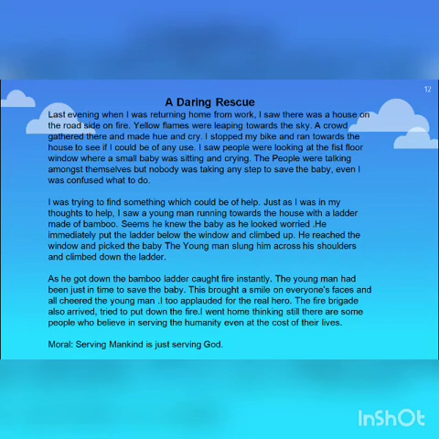This brought a smile on everyone's faces, and all cheered the young man. I too applauded for the real hero. The fire brigade also arrived, tried to put down the fire. I went home thinking, still, there are some people who believe in serving the humanity, even at the cost of their lives. The moral of the story is serving mankind is just serving God.